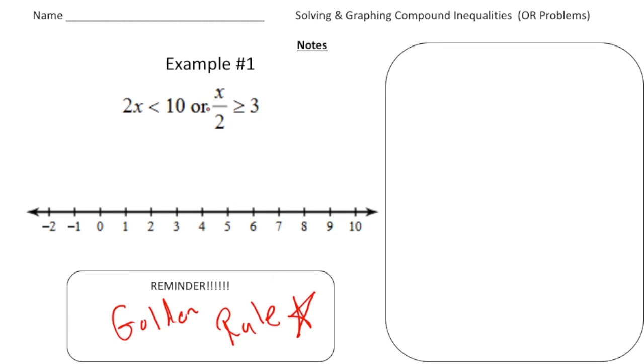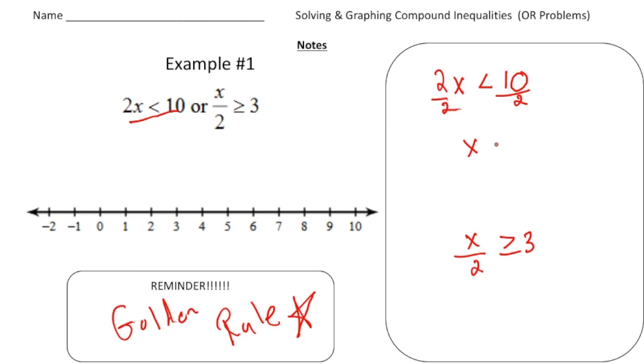The way you do this is, notice it's almost like two little mini problems. We have 2x is less than 10, and also x divided by 2 is greater than or equal to 3. I'm going to rewrite the first one up here, 2x is less than 10, and the second one down here, x divided by 2 is greater than or equal to 3. Then I'm going to solve both. Divide by 2 and divide by 2.